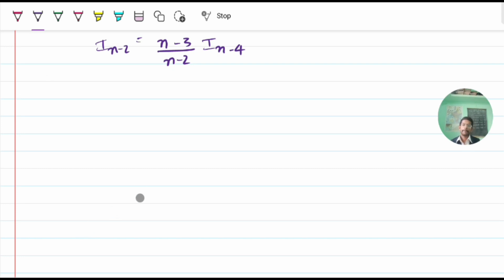Then let us reduce for this, that is I_n minus 4. By the reduction formula for integration from 0 to pi by 2 of sine power n x dx, we get I_n minus 4 equals n minus 5 divided by n minus 4 into I_n minus 6. Okay, I_n minus 6.